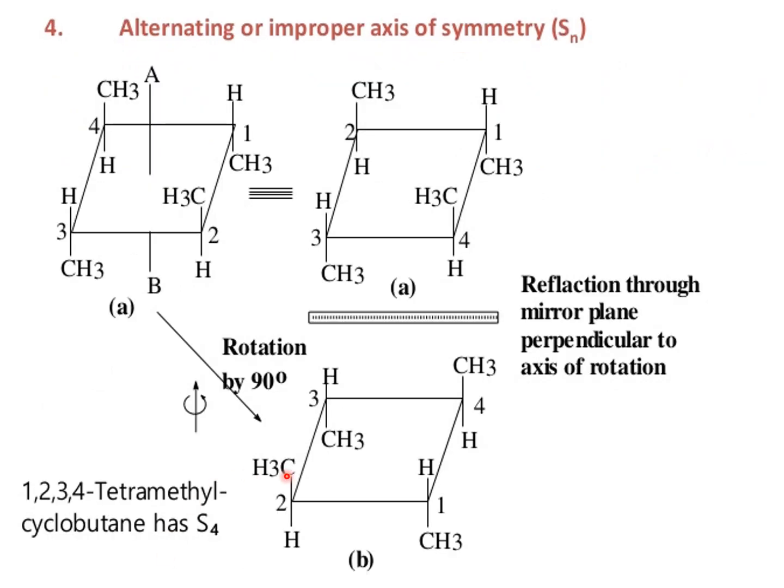And then the fourth one, alternating or improper axis of symmetry, reflection through a mirror plane perpendicular to the axis. So the example is 1,2,3,4-tetramethylcyclobutane. It has S4.